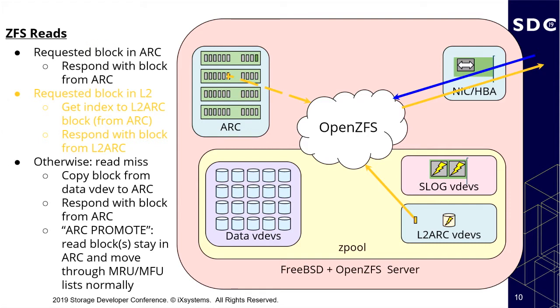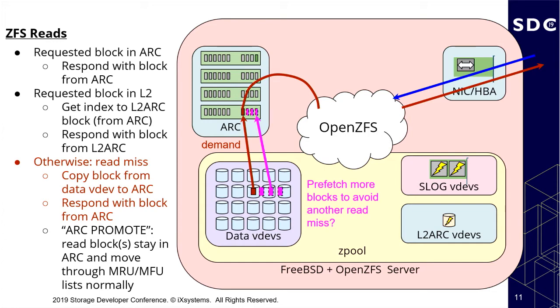If it's in L2ARC, we're going to see from our header over here in the ARC, oh, that's a block that I've got stored in my L2 device. We're going to get that block from L2, which is another tier that's sort of between your main memory and your slower data VDEVs here, and then we're going to return that. In the case of a miss, we have to actually copy data up from our slower data VDEVs. So we're going to copy this block that's been missed on up, and then we're going to acknowledge the read.